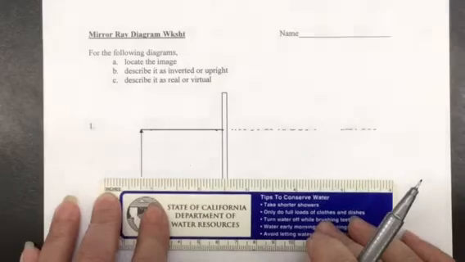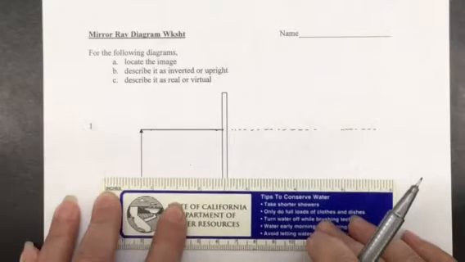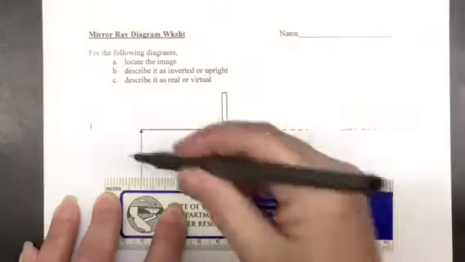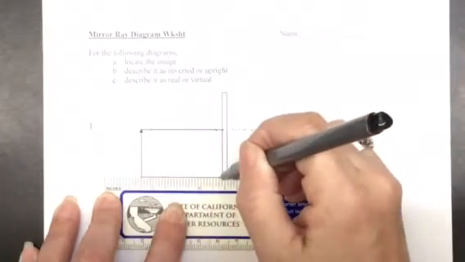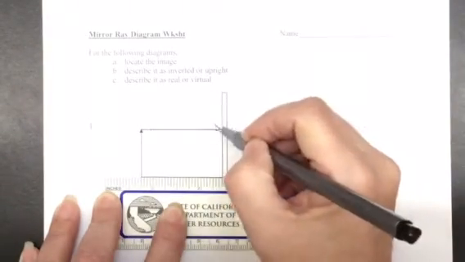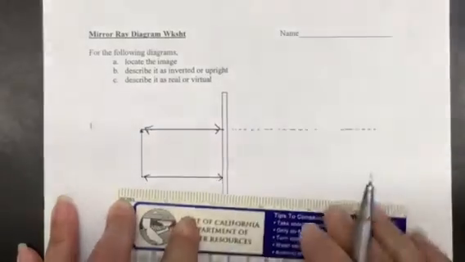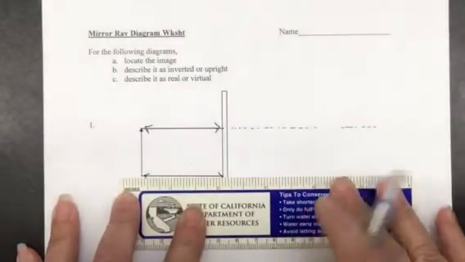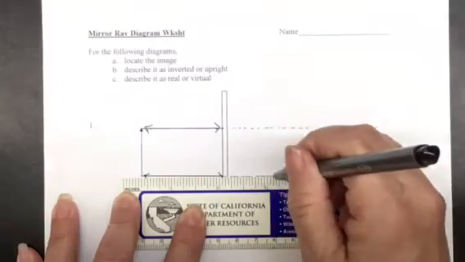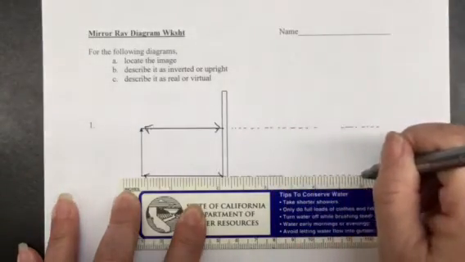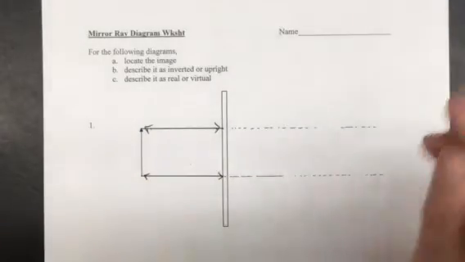Okay, then you're going to do it again from the bottom. Straight in, straight out. Okay, double arrows showing it's going in and out, and then dotted behind the mirror, because those are fake light rays. They don't really exist.